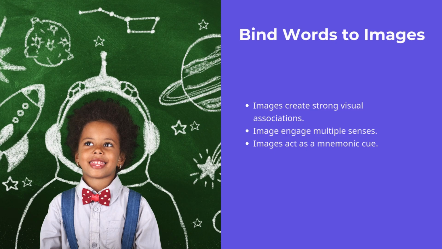And images also tend to engage multiple senses as well. As three-dimensional beings, we're able to see length, width, and height. So by being able to see images with words, this creates a sense of having multiple senses activated at once, which helps to make the word stick more in your head.